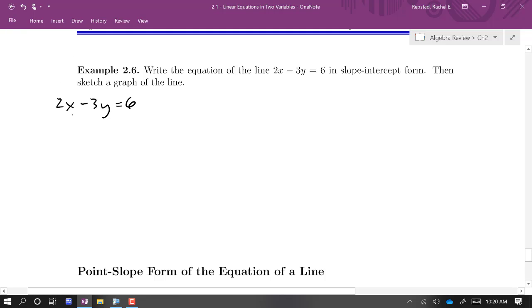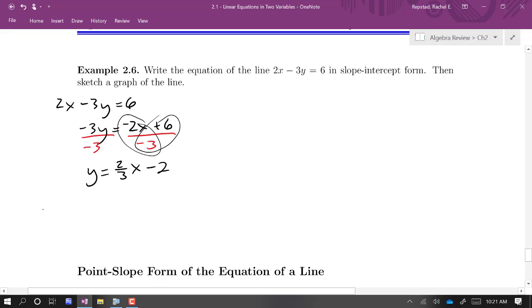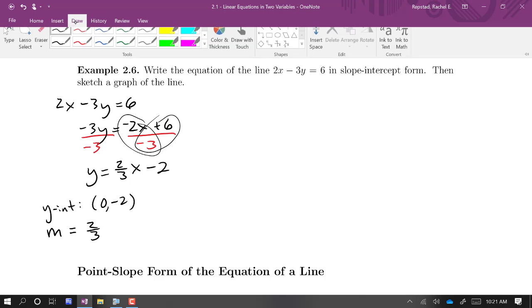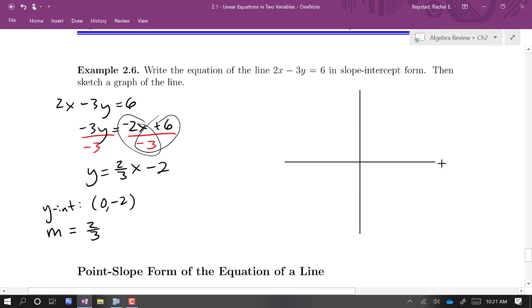To get it in slope-intercept form, we're going to solve it for y. So we'll subtract 2x from both sides, and then we'll get negative 3y equals negative 2x plus 6. Dividing both sides by negative 3 gives us y equals negative 2x over negative 3, which is a positive 2/3 x, and then 6 over negative 3 is a negative 2. So that means we have a y-intercept of (0, negative 2) and a slope of 2/3. Once I start at the y-intercept, I'll go up 2 and over 3 to get another point.